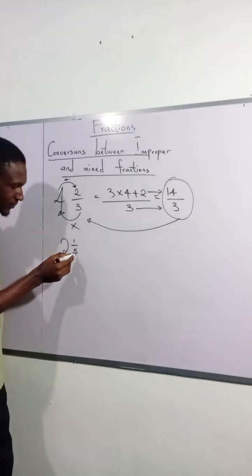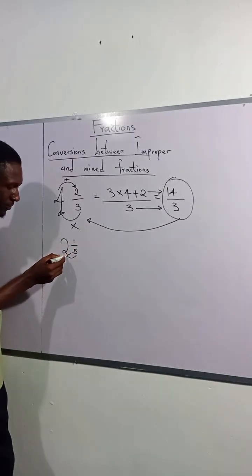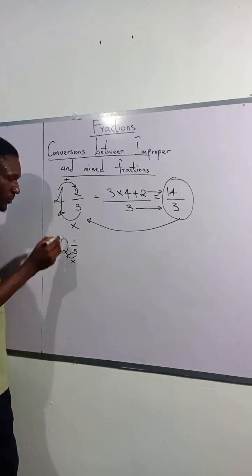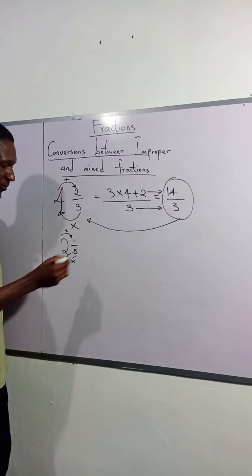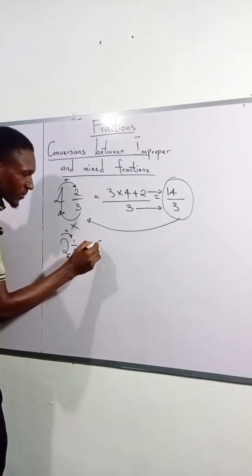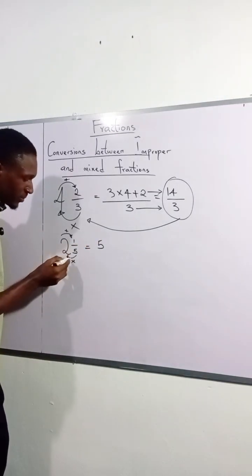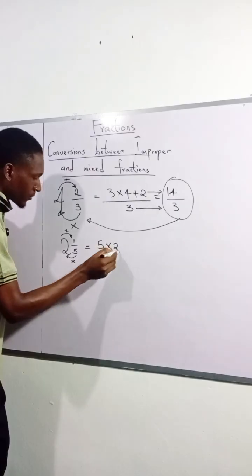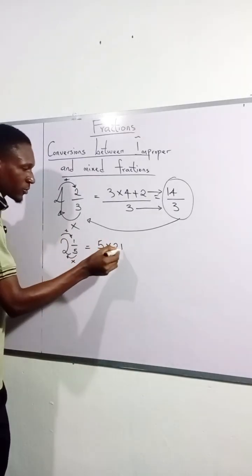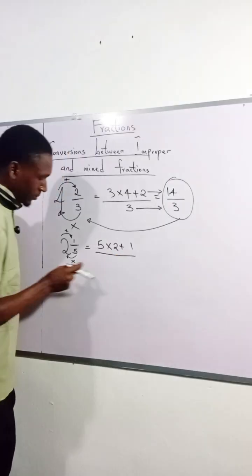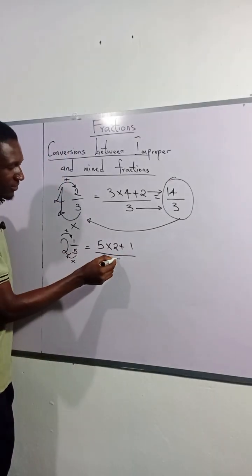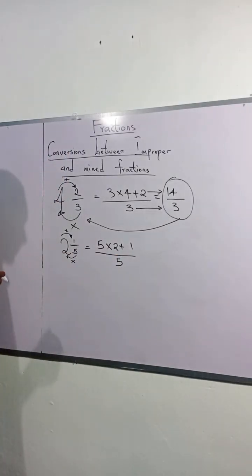What do we do? We do 5 multiplied by 2 plus 1. I don't know if you are following. 5 multiplied by 2, then plus 1. Then out of our denominator, which is 5. Is it clear?